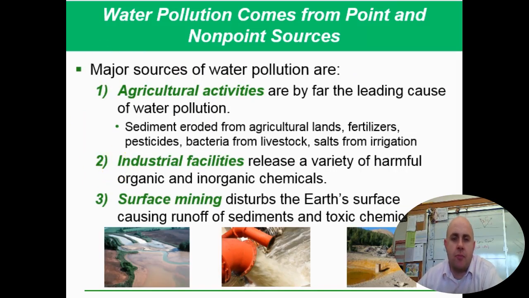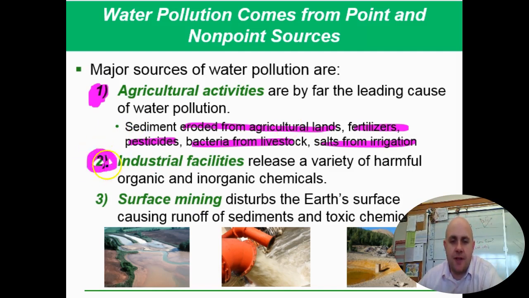Here are the major polluters of water. Ag, of course, always seems to get the brunt of the blame for things. Agricultural activities is the leading cause of water pollution, and it does that for a variety of reasons. Fertilizers, you're eroding the land, so you're getting sediment and stuff like that. You've got pesticides, bacteria from livestock, salt from irrigation. All of those different things can lead to water pollution.